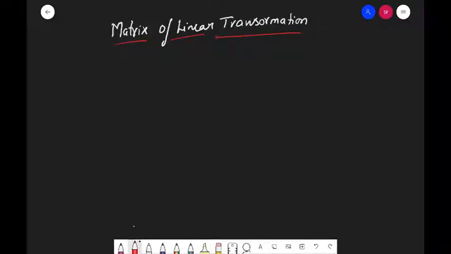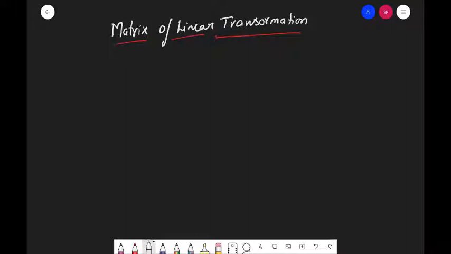Till now we were going through what is a linear map or linear transformation. Now we will construct that every linear transformation can give us a matrix. Now let us say what do we mean by matrix of linear transformation.